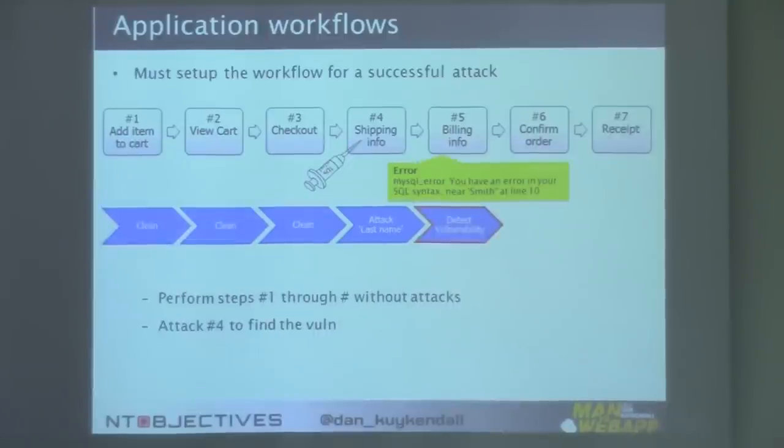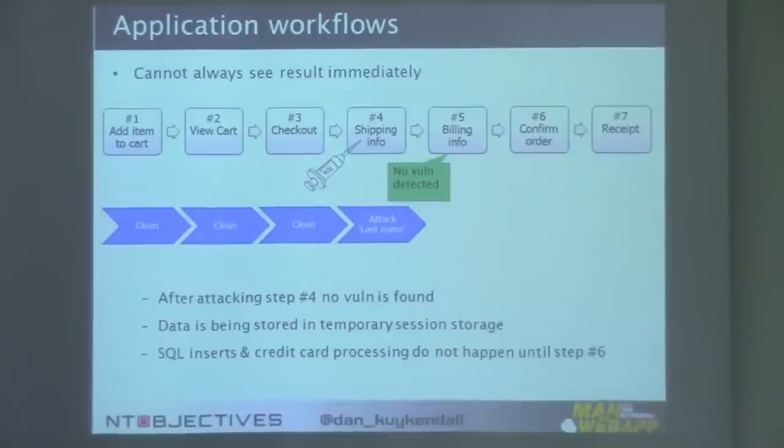You really have to be able to respect the workflow. You have to set it up. You have to go through and add an item to your cart, view your cart, check out. Shipping info, then you might attack the shipping info as step four, but you have to set all these things up. And you need to either know that you as the human tester have to do this, or your automated tools need to be able to handle this process. Most scanners can't do this. So you need to go through, and sometimes you even have to follow through further.